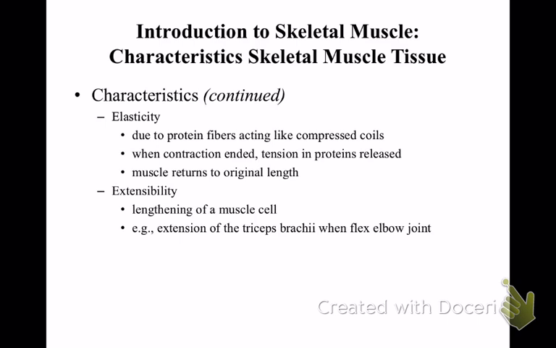Okay, and it was on the next page, elasticity and extensibility. What was elasticity? That recoil, so that the muscles, once they're to their fullest length, don't sit there and droop. They will return to their original length. And we'll look at what causes all these characteristics to exist.